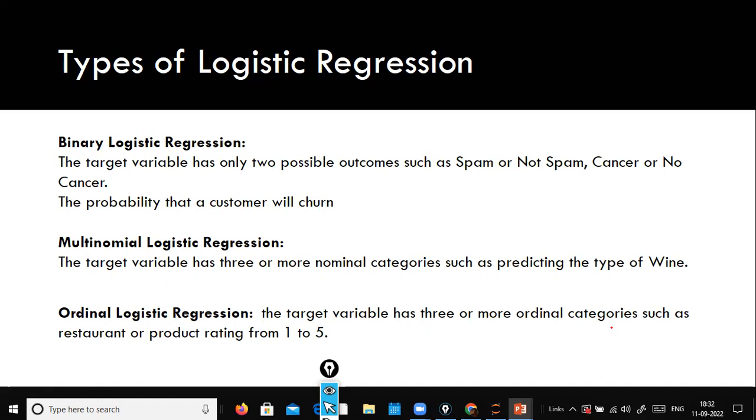In the case of the target variable, it has ordinal categories such as a rating 1 to 5, something like that. In that case, my model has to predict the ordinal outcome value like 1, 2, 3. That is what your ordinal logistic regression is. But of all these three types, this is the one majority of the time we'll be working on.